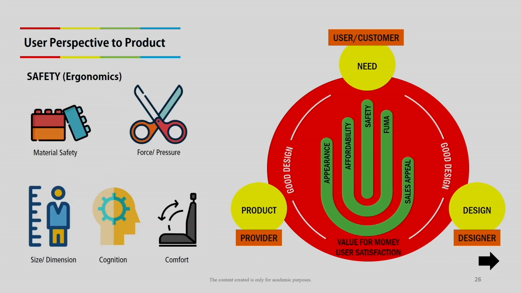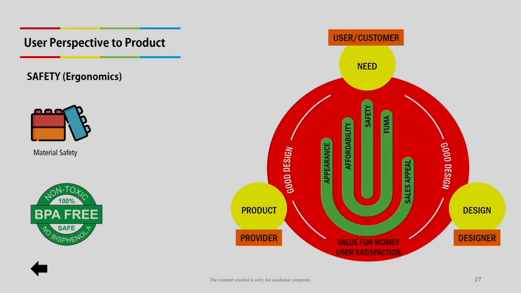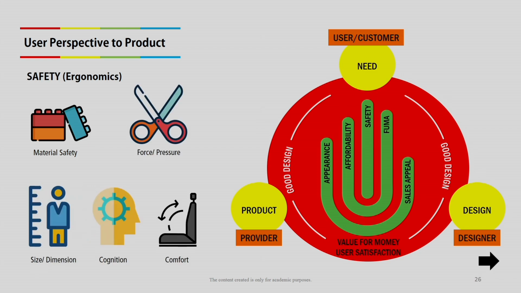Third is safety. In safety, there are many aspects like material safety, how much force and pressure I am applying, size and dimension, cognition, comfort. In case of material safety, for example, if you are buying toys for kids or any kind of product for kids, you have to see whether it is BPA free or not, whether it is non-toxic or not. So, this kind of things will come under material safety.